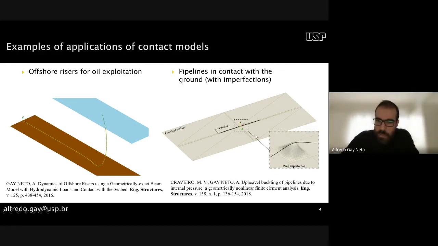Then we also come to pipelines in contact with the ground. This can be offshore or onshore. You can have some imperfections in the ground, and we would like to study here how friction plays a role. Contact together with friction, of course, the tangential component of contact forces, may really have influence, for example, on the buckling loads of this kind of structure. So this is a study that we developed in this case. We also need a contact model for modeling that using finite elements.